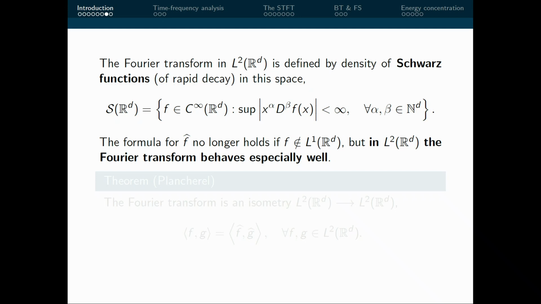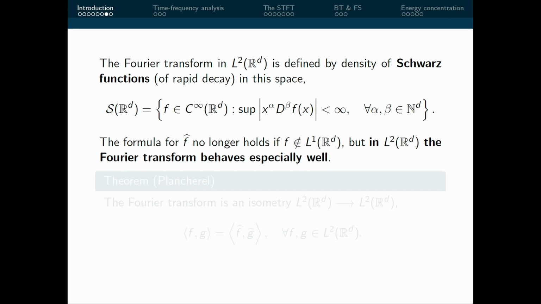Basically, you cannot come to a formula that gives you the Fourier transform of a function in L2. But what you can do is find arbitrarily close good functions that have a formula for their Fourier transform, and then define it as a limit. This is a very useful and really popular technique in analysis and many other areas. Schwarz functions are basically functions that decay really fast, faster than any polynomial. This is what the definition is.